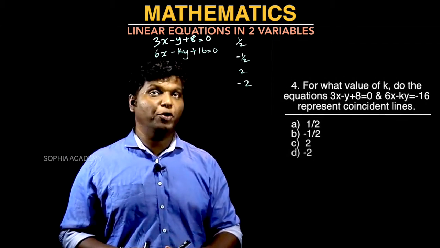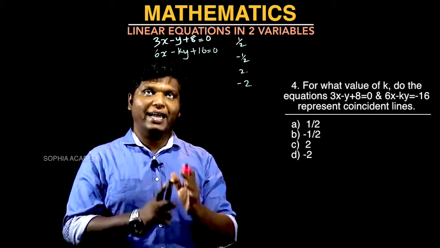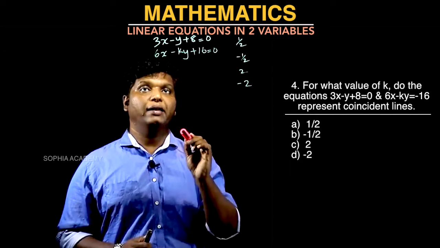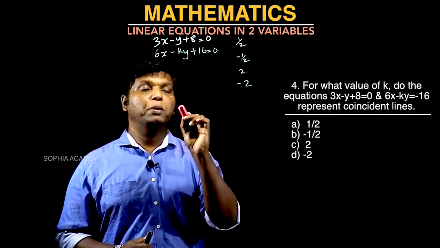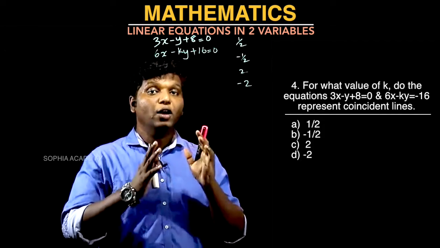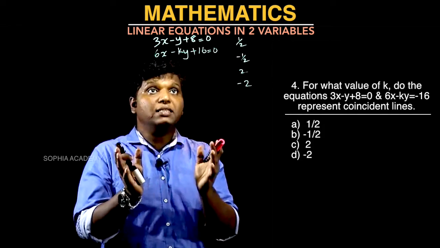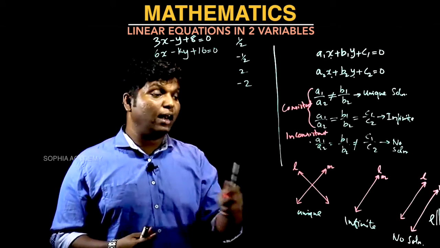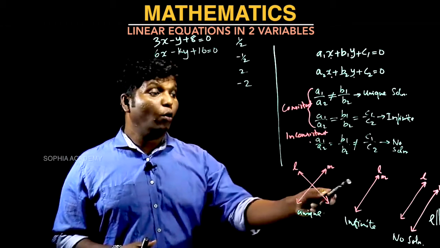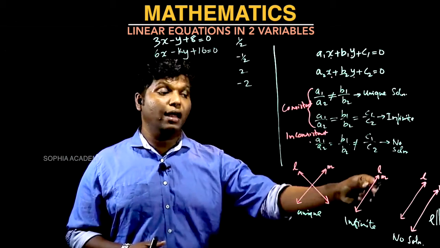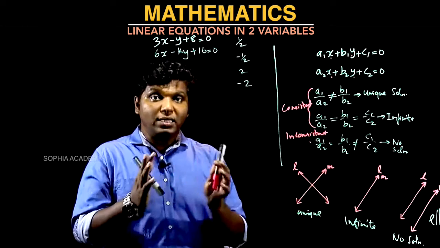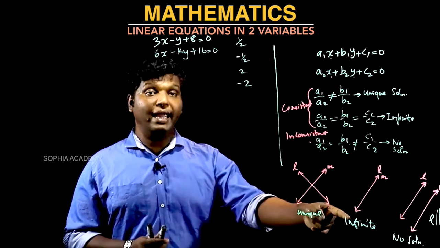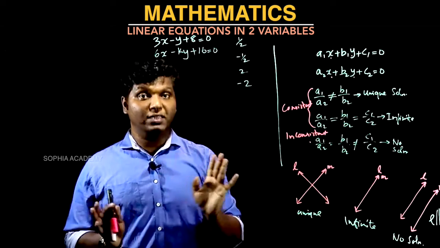So here goes the next question before you. For what value of k do the equations 3x minus y plus 8 is equal to 0 and 6x minus ky plus 16 is equal to 0 represent coincident lines? That means these two equations represent coincident lines. Coincident line means one lying over the top. That means they have an infinite number of solutions. So in this case, we have to find the value of k.